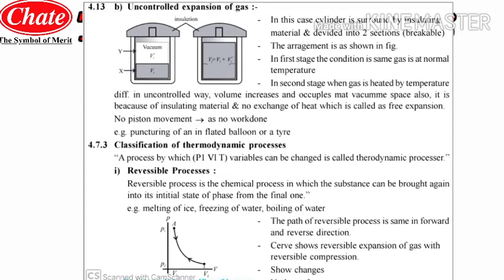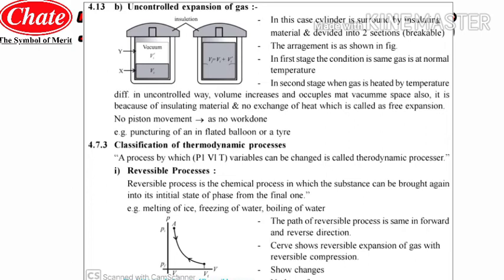Means, students, a process by which the variables can be changed, means what? Which type of variables are there? Let it be pressure, volume, temperature. These are a few types of the variables, and there will be some change in those variables. Let it be the initial pressure into the final pressure, initial volume into the final volume, and the temperature will be changed from the initial temperature to the final temperature.